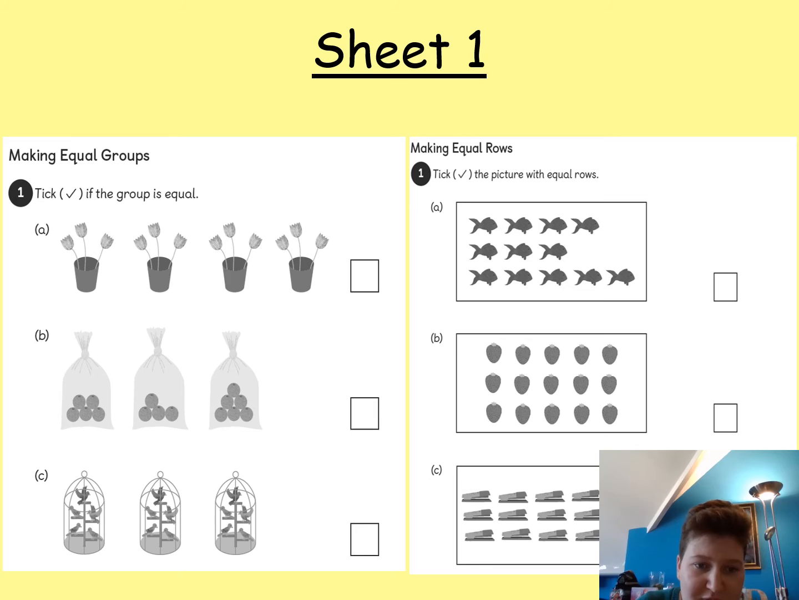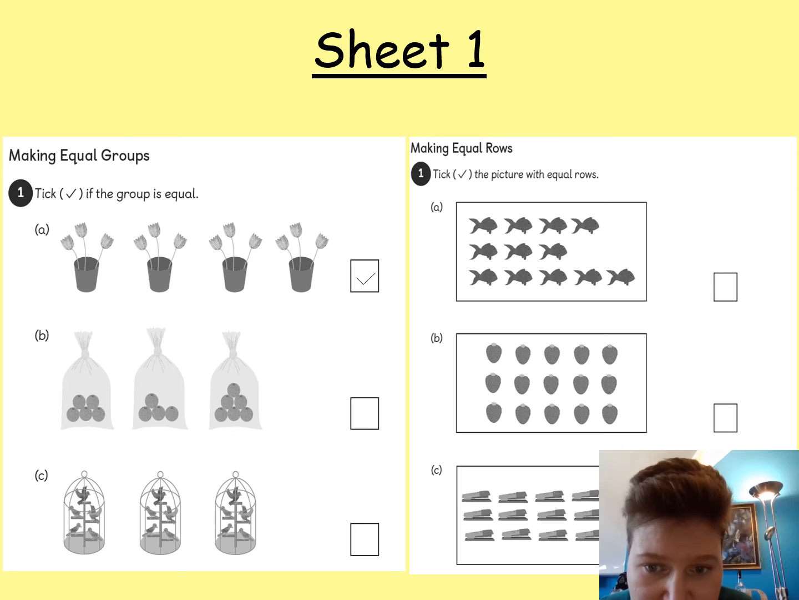Let's look at the flowers. How many groups of flowers are there, children? There's 1, 2, 3, 4. So there's 4 groups. Now we need to check, are they equal? Well, this group has 3 in it. This group has 3 in it. This group has 3 in it, and this group has 3 in it. That means they are equal. So I would give it a tick. Now I want you to pause and have a go at the other 2.